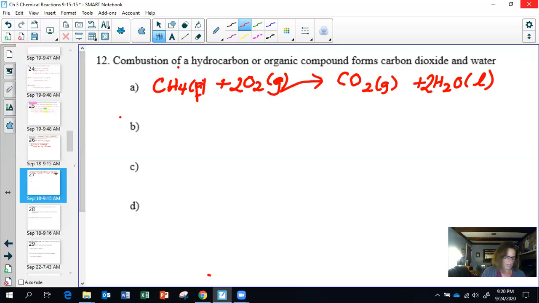Okay, so for letter B, I'll have you look at writing the combustion of octane. Octane, the OCT prefix is 8. This is the main component in gasoline, C8H18. Our alkanes are CnH2n+2. Octane is a liquid.